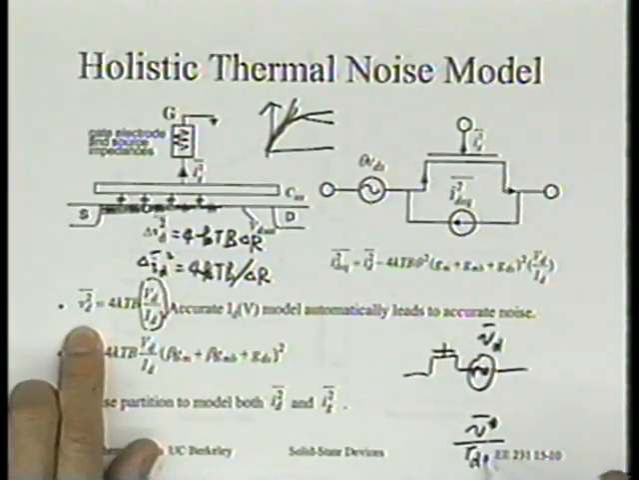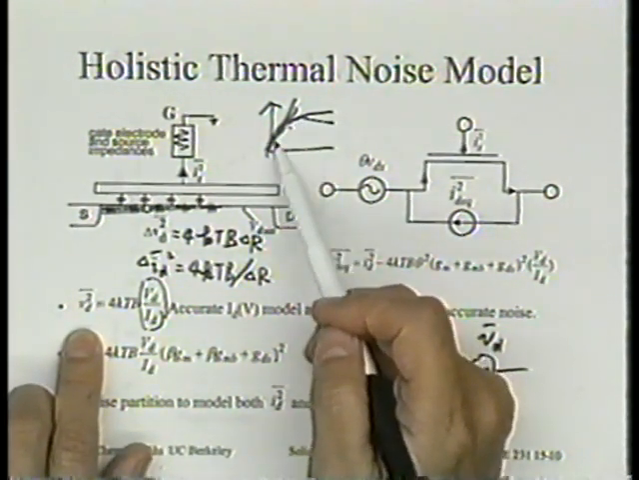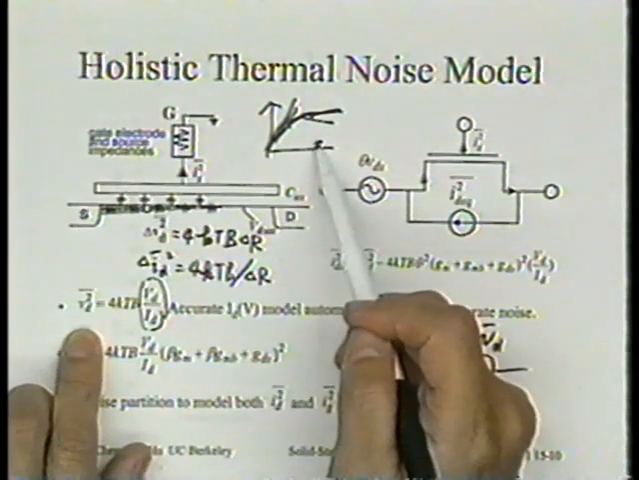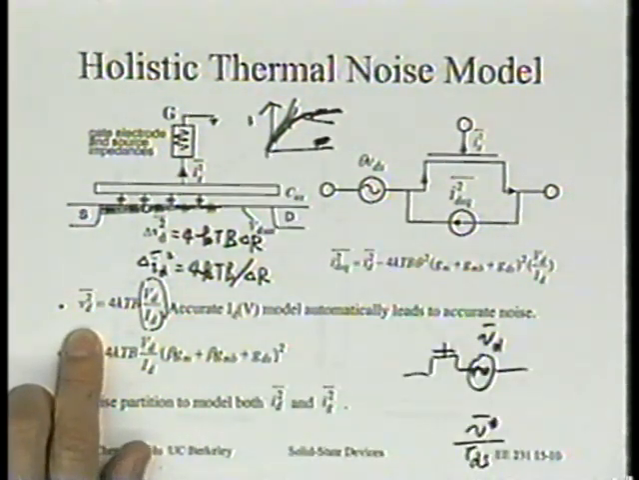In that case, I will use the small signal channel resistance. Does that make sense? If this is my IV curve, and there is noise in the VDS, then of course the current will have noise. Is that right? But is that the only thing? That's not the only thing.